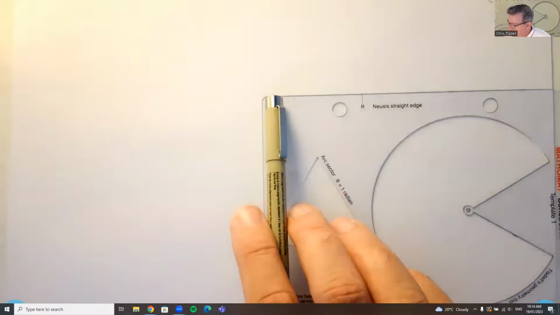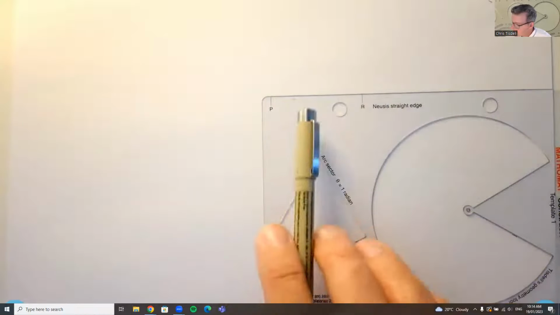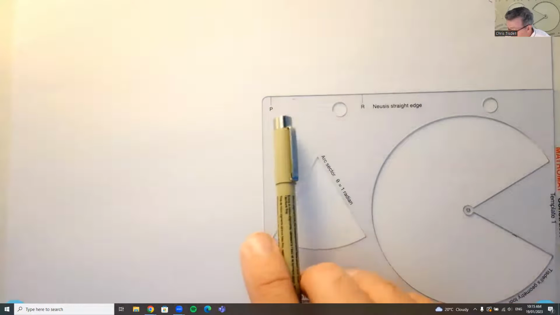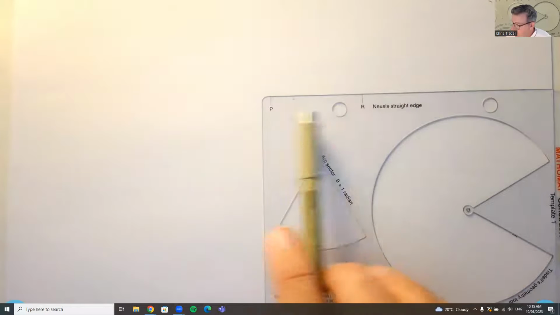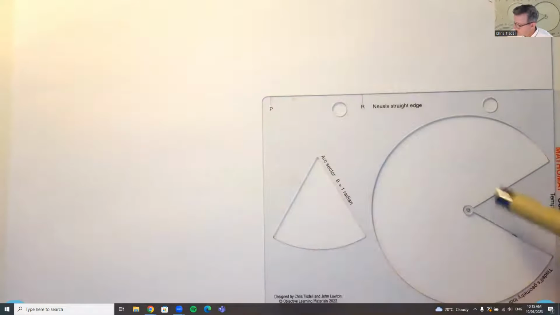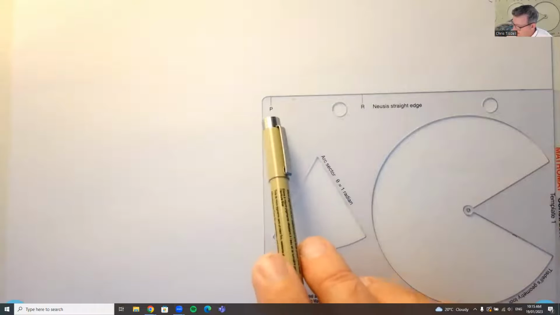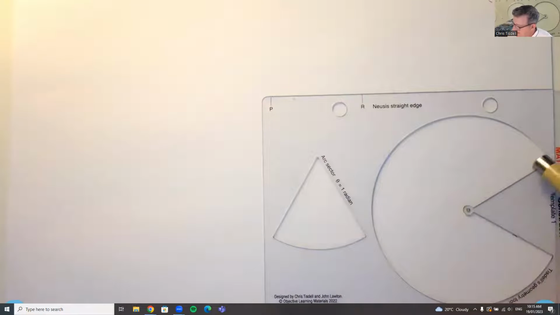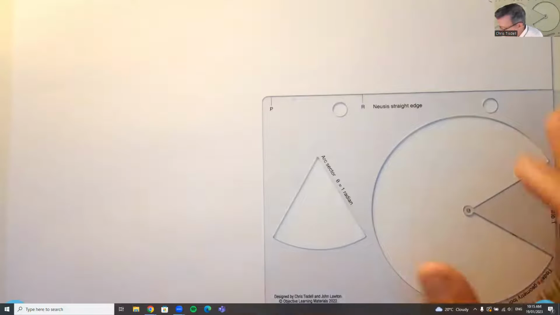A Neusis straightedge is basically a straight edge which has no markings on it, apart from 2 points. And in this setup, the distance between this point P and this point R is exactly the radius of your circle arc template. So can you trisect an angle with this? Yes, you can. Let me show you how it's done.